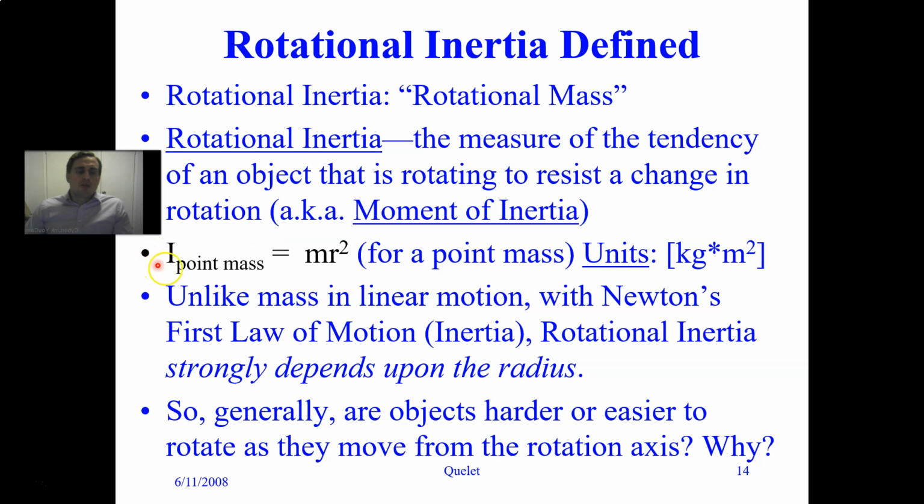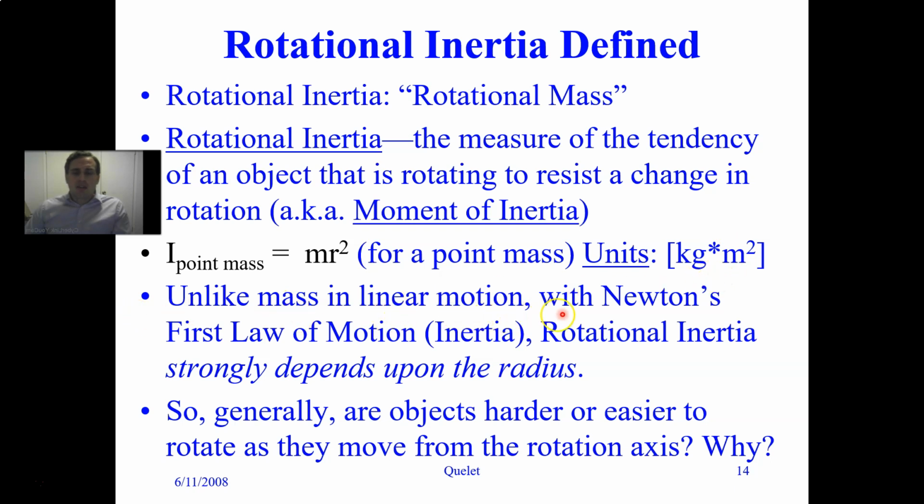But notice that the rotational inertia for a single point mass, like we saw in the previous slide, made up of a lot of small point masses, is m r squared. Mass of that small point mass times its radial location from some axis of rotation squared. Notice the units. They'll be kilograms times meters squared.